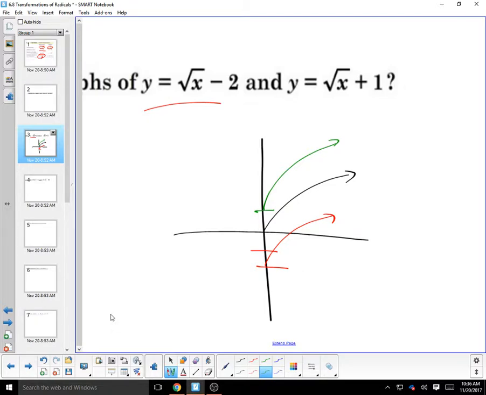What's up? That black line, is that there when it starts? That's supposed to be the parent function. I was saying, if this is the square root of x, the parent function, then what do the others look like compared to that? Well, the red one should be moved down 2 units compared to this one, right? And the green one should be up 1 unit compared to that one. So the black one is just the parent function, y equals radical x. Okay? We're good? Alright.